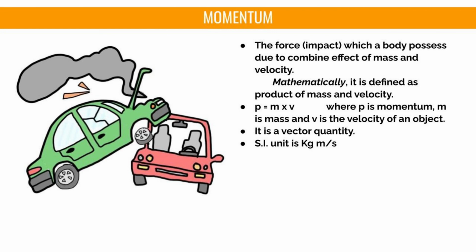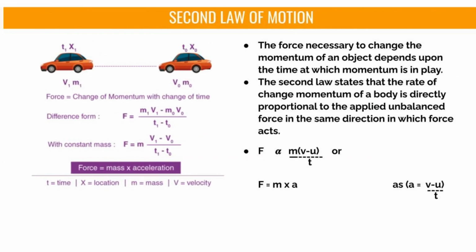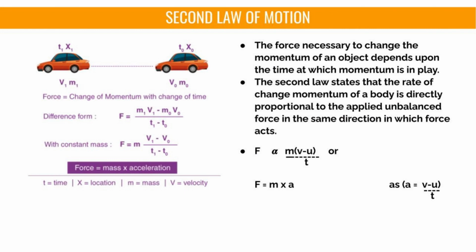The force, or impact, which a body possesses due to the combined effect of mass and velocity is called momentum. Mathematically, it is defined as the product of mass and velocity: p equals m multiplied by v, where p is momentum, m is mass, and v is the velocity of an object. It is a vector quantity. The SI unit is kilogram-meter per second. The force necessary to change the momentum of an object depends upon the time over which the momentum changes.